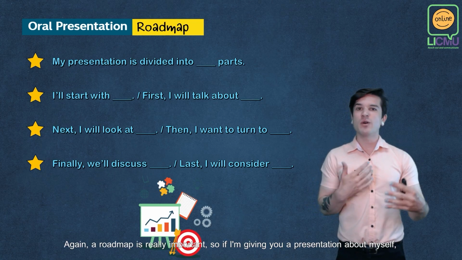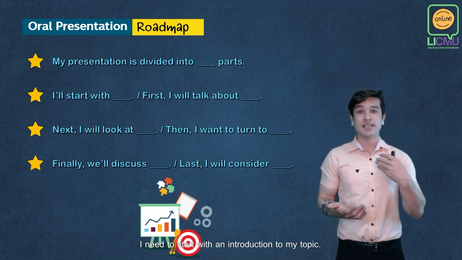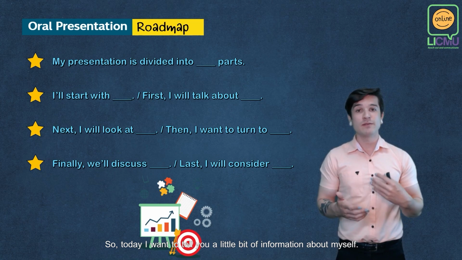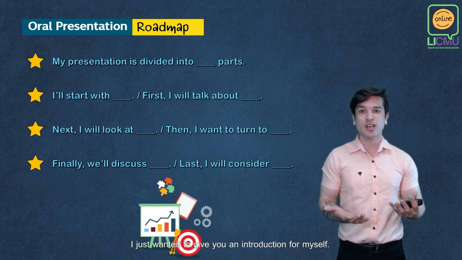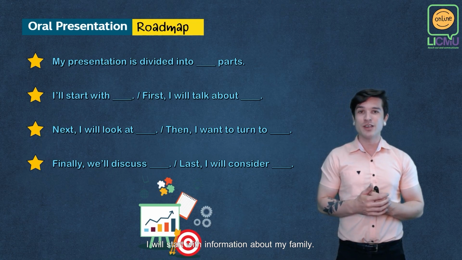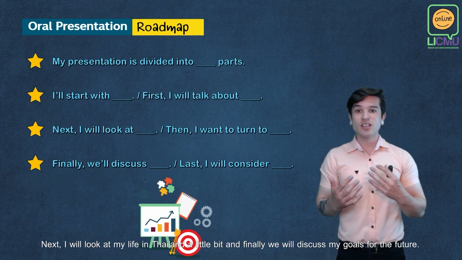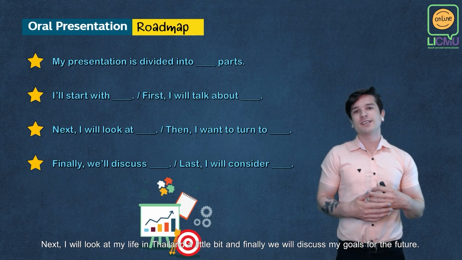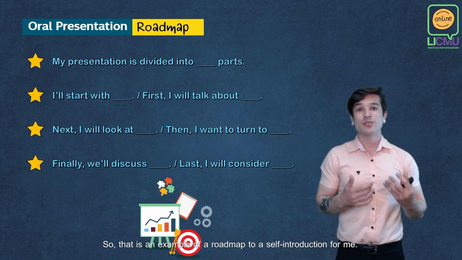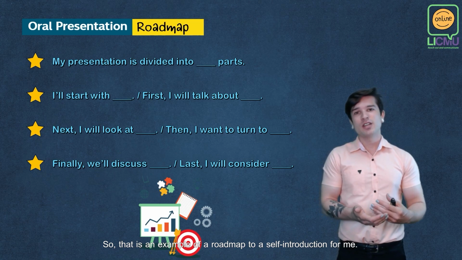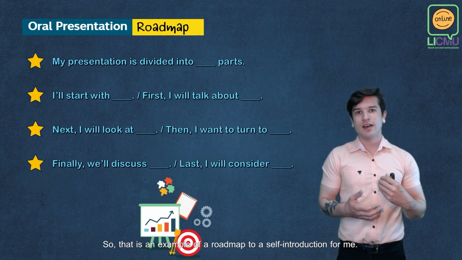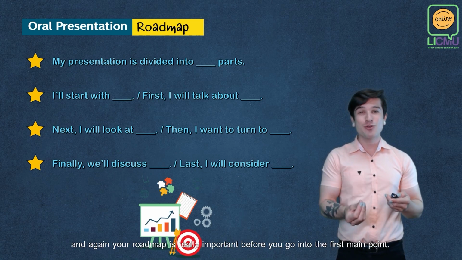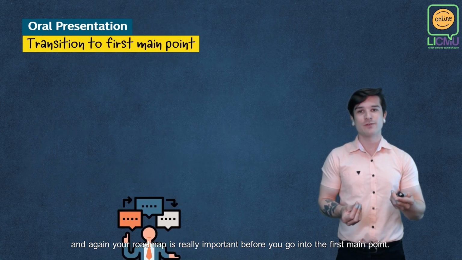So if I'm giving you a presentation about myself, I need to start with an introduction to my topic, right? So today, I want to tell you a little bit of information about myself. I just want to give you an introduction for myself. I will start with information about my family. Next, I will look at my life in Thailand a little bit. And finally, we will discuss my goals for the future. So that is an example of a roadmap to a self-introduction for me. So you can use these as your roadmap. And again, your roadmap is really important before you go into the first main point.